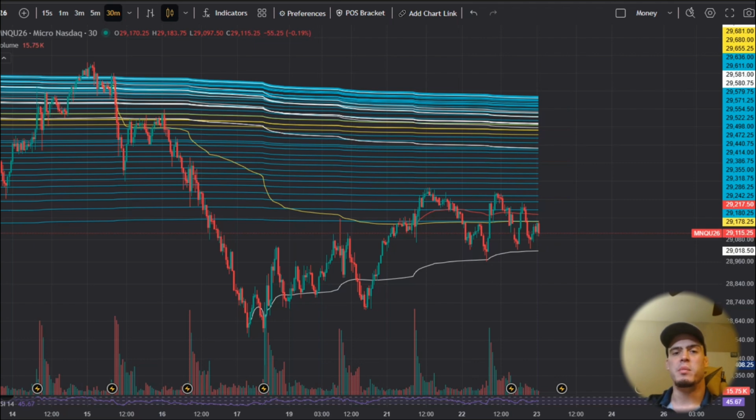That being said, if the market breaks below this white line, I'm going to take a short, and I'm hopefully going to hit the bottom of this range.